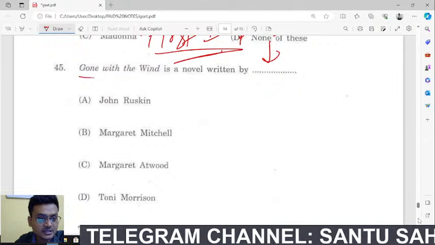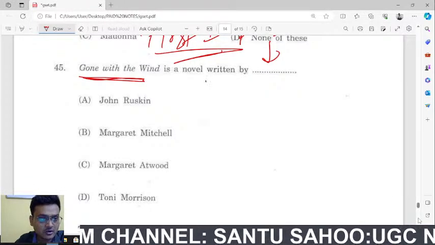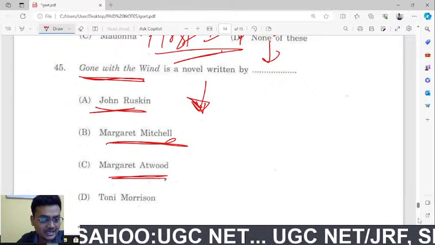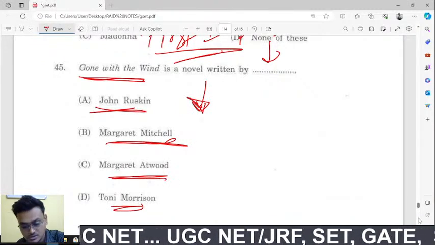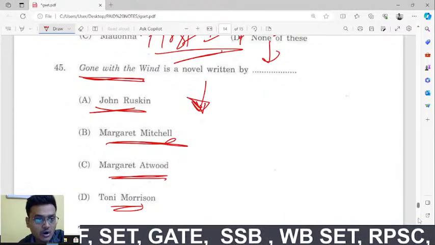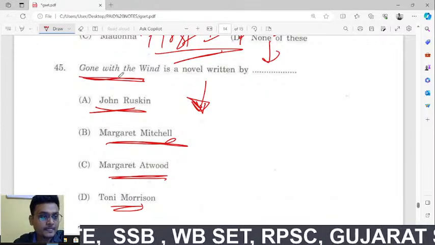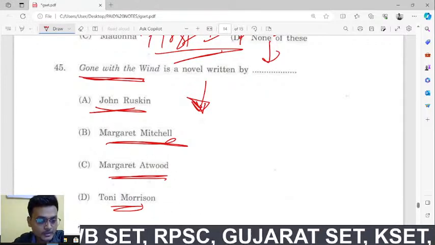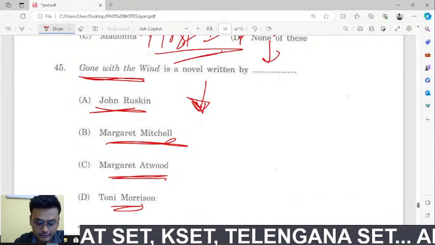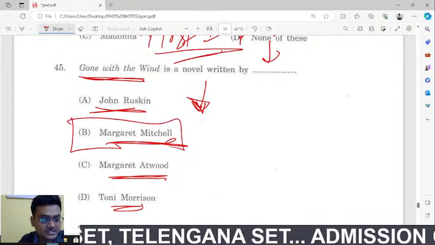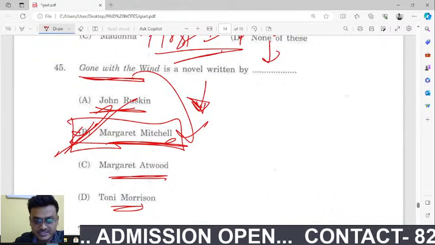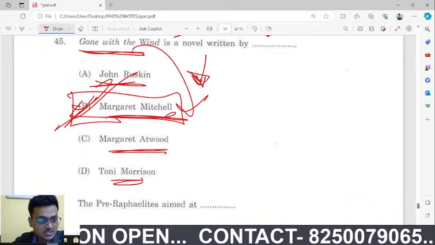Gone with the Wind is a novel by John Ruskin, Margaret Mitchell, Margaret Atwood, or Toni Morrison? I'll be ending with question number 46. Gone with the Wind is a novel by... well done, Tahida. Margaret Mitchell has written the novel Gone with the Wind. Well done. Excellent.